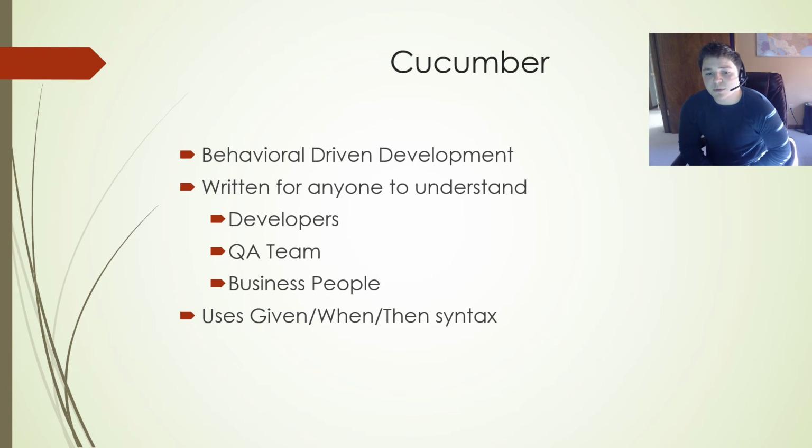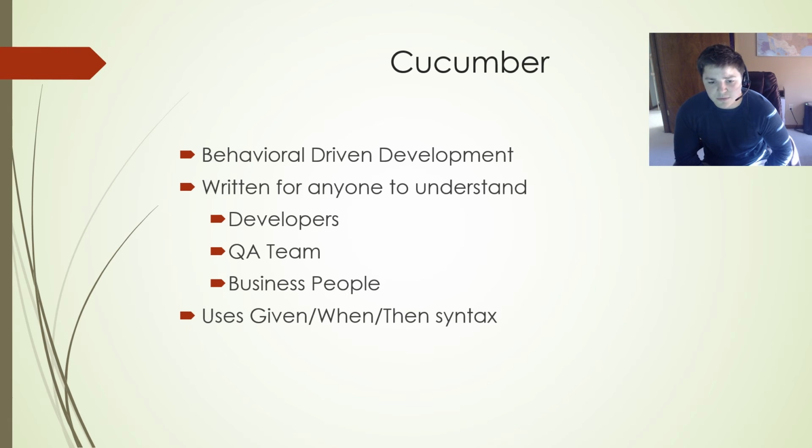So, Cucumber. It's a behavioral-driven development tool. This principle came off of test-driven development, which was: write me a test. When that test passes, we can accept the feature. The issue with test-driven development was the tests were written in programming languages, so not everybody could understand them. Yeah, the people that wrote the tests could understand them, but other people couldn't understand them. So Cucumber uses behavioral-driven development, which is easy to read syntax.